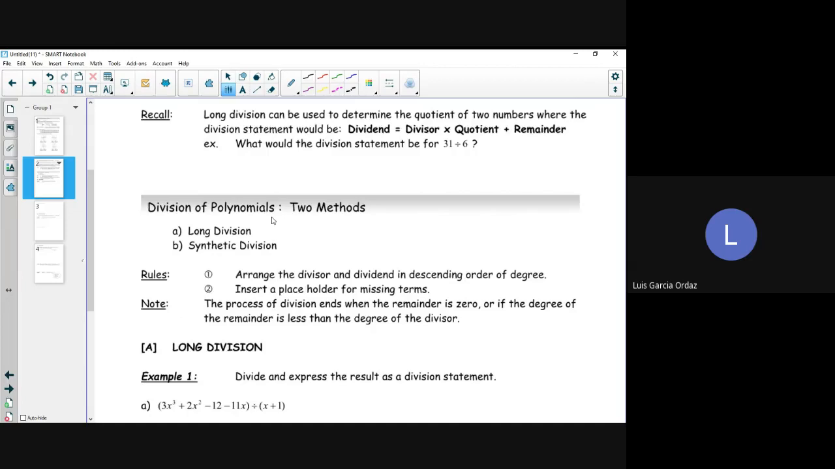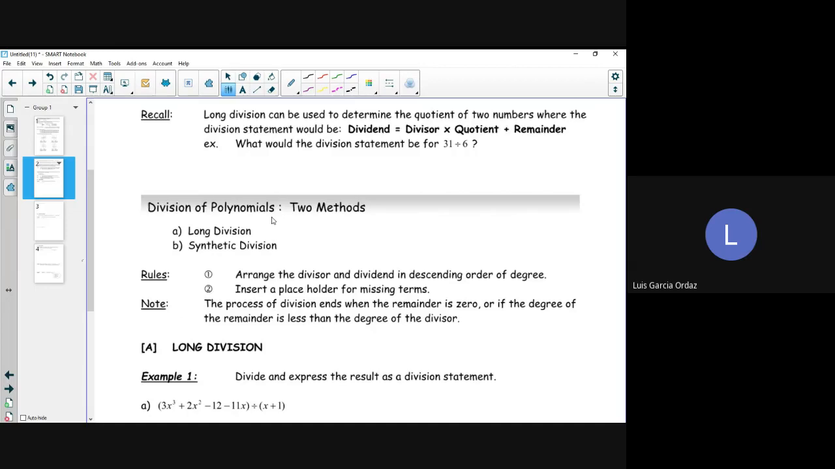So remember, a long division can be used to determine the quotient of two numbers where the division statement would be: the dividend, which is your number over here, is equal to the divisor times the quotient plus the remainder. That would be your division statement, okay?